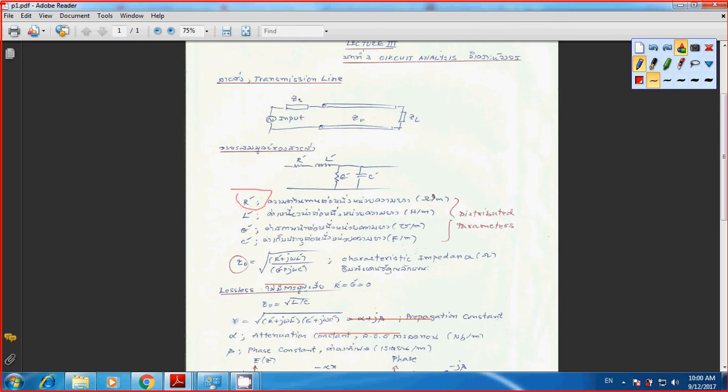Now, when you take a look at our distributed parameters, they play an important role in the term of defining Z0. You can see here this is Z0 equal to square root of (R plus J omega L) over (G plus J omega C). And this represents Z0 because later on you will compare it to the load impedance. Either it is going to give you a reflection or not. The reflection is something that you don't want because it's going to make a distortion in signals.